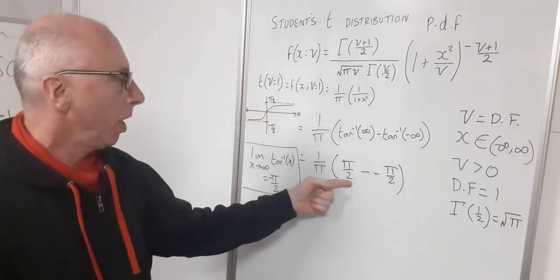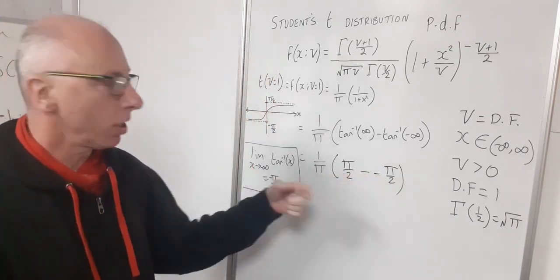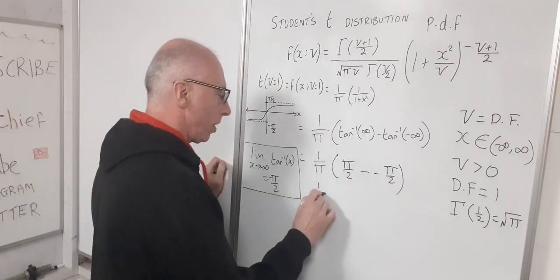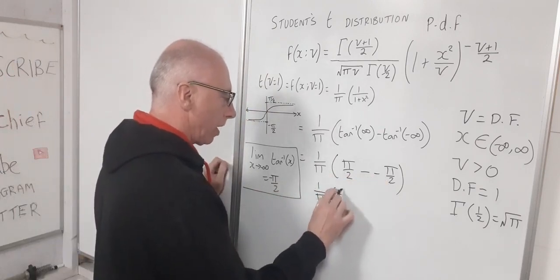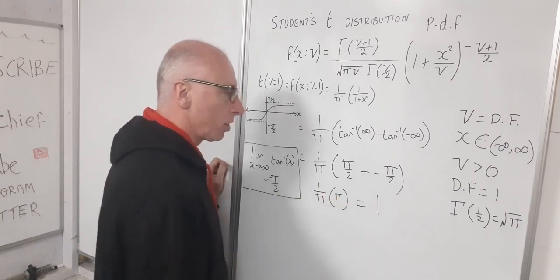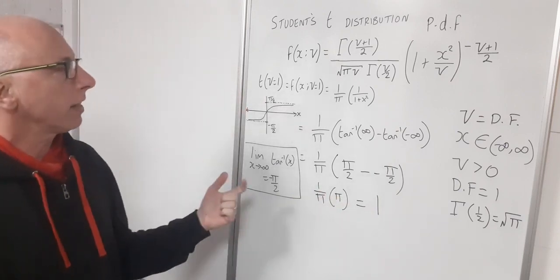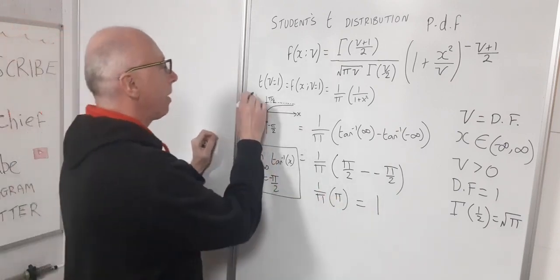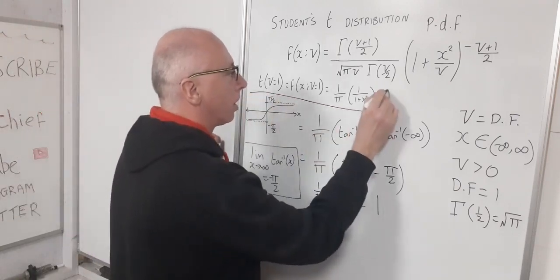Okay, so now pi over 2 plus pi over 2 is just pi. So now I've got 1 over pi times pi, and that's the desired result, which gives me 1. So that is a valid PDF.